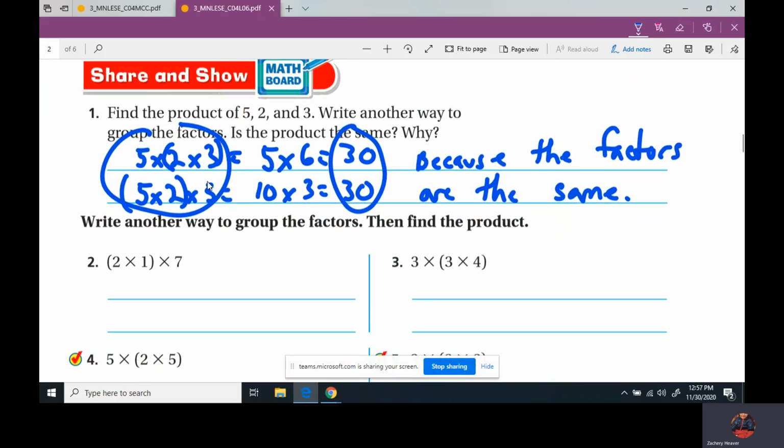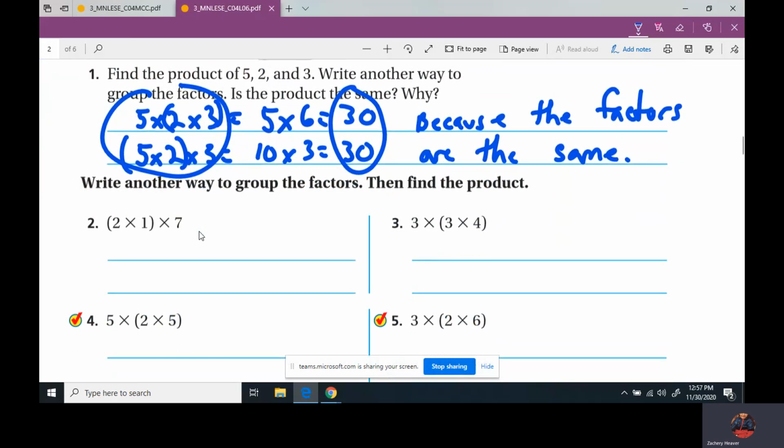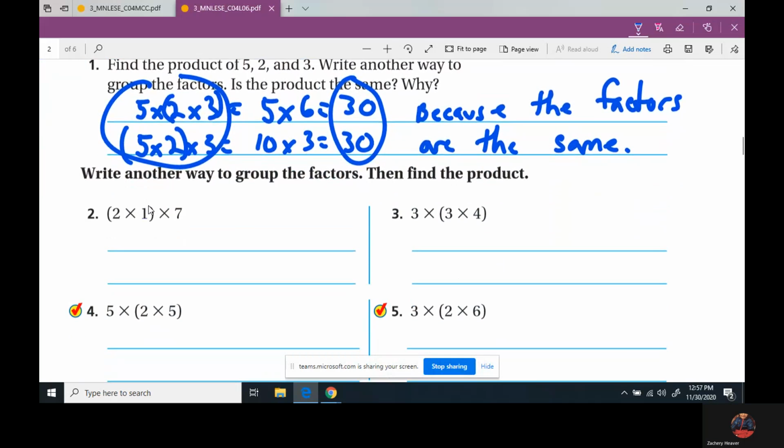Okay? If one of these numbers changes, let's say this 2 goes to a 4, and I put a 4 down here, they won't equal the same anymore. The factors have to remain the same. Okay? It says write another way to group the factors, then find the product. So they group 2 and 1. So let's now just group 1 and 7. So just like that. And we solve it.